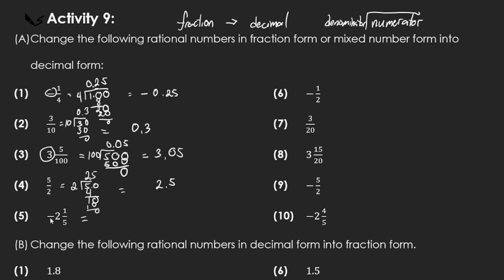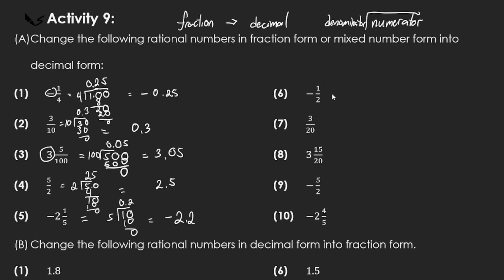Next, we have negative 2 and 1/5. Let's just ignore the sign and the whole number. Let's just concentrate on 1 divided by 5. Same procedure. How many 5's are there in 1? There's none. Let's add a 0. How many 5's are there in 10? There's 2. And we have no more remainder. So we're getting the sign, getting the whole number, plus adding 0.2 is negative 2.2.